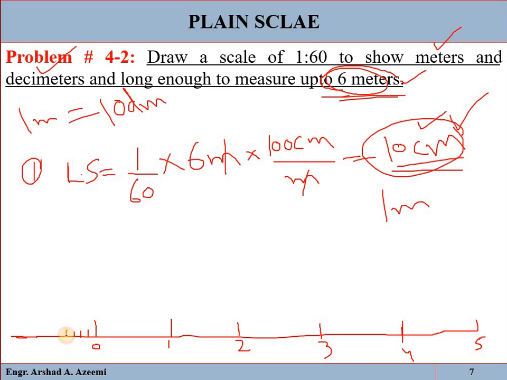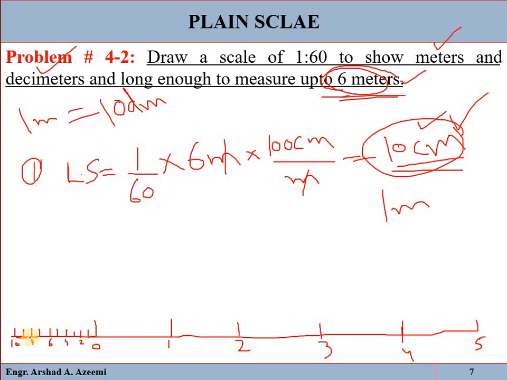1, 2, 3, 4, 5, 6, 7, 8, 9, 10. So see, this 1 meter is divided into 10 parts. So it means that this one part will represent 1 decimeter. This is 2 decimeter, 3, 4 decimeter, 5, 6 decimeter, 7. This is 8, 9 and 10 decimeter.